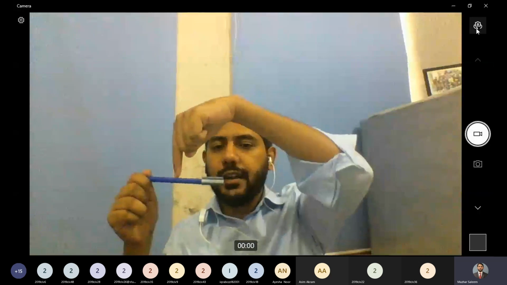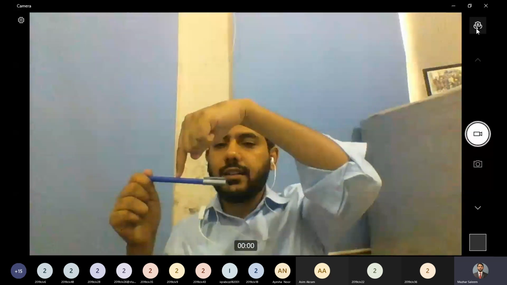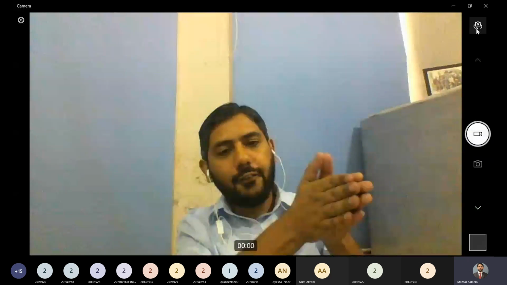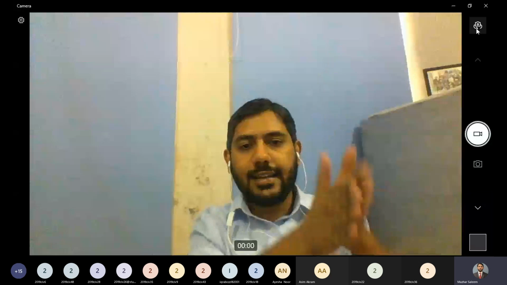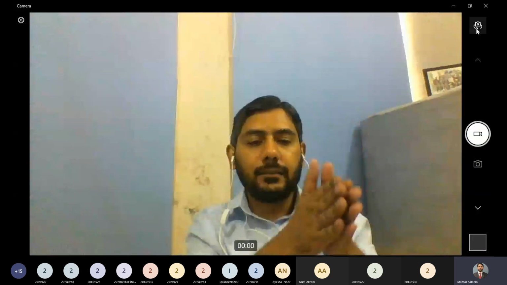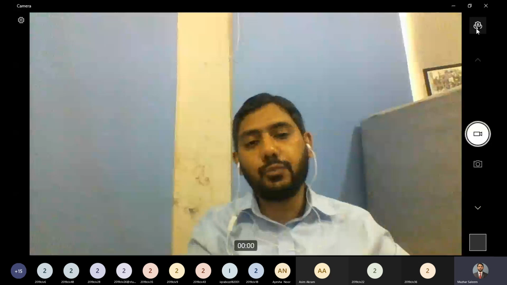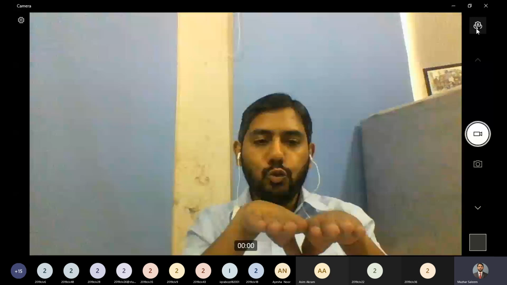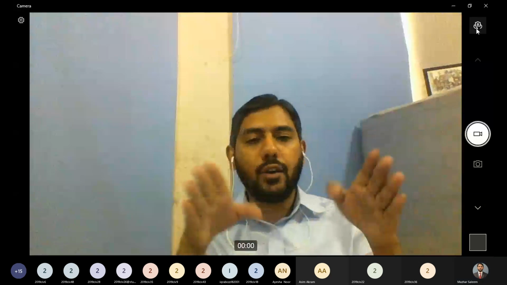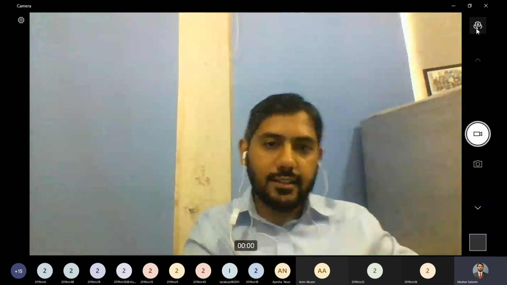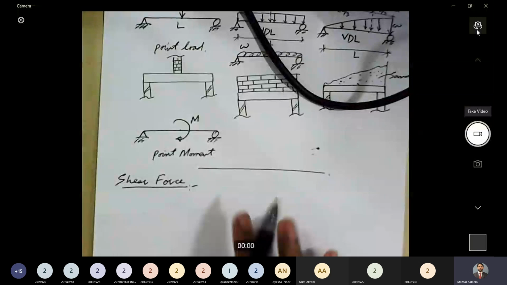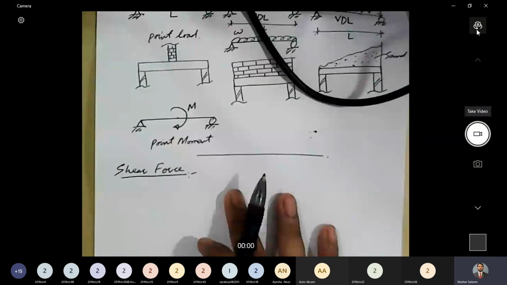For example, a load is acting here, and I consider a cross section at this location. At this location, if these are the two faces of a cross section, these two faces will have a tendency to slide against each other. And that tendency is because of shear force. So if in a beam, two sections or two parts of a section have a tendency of sliding against each other, that tendency is caused by shear force. And there are two types of shear forces that we will be dealing with, positive shear force and negative shear force.